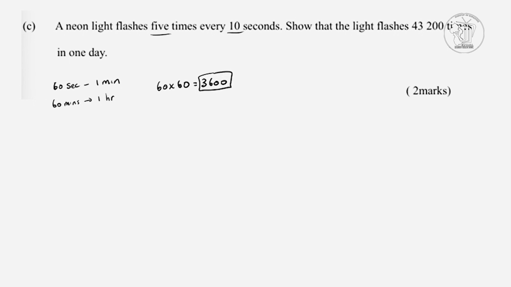And then for an entire day, we see we have 24 hours. So 24 hours in 1 day. So this will be 3,600 multiplied by the amount of hours in a day. And hence this will give us 86,400. So you have 86,400 seconds in 1 day.